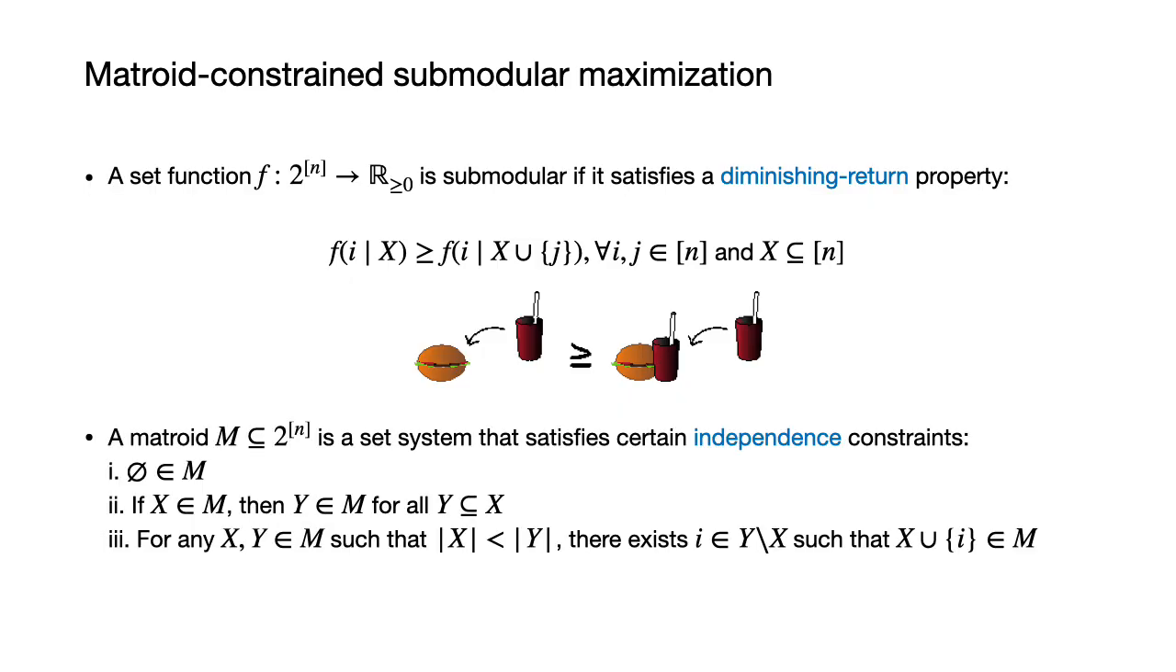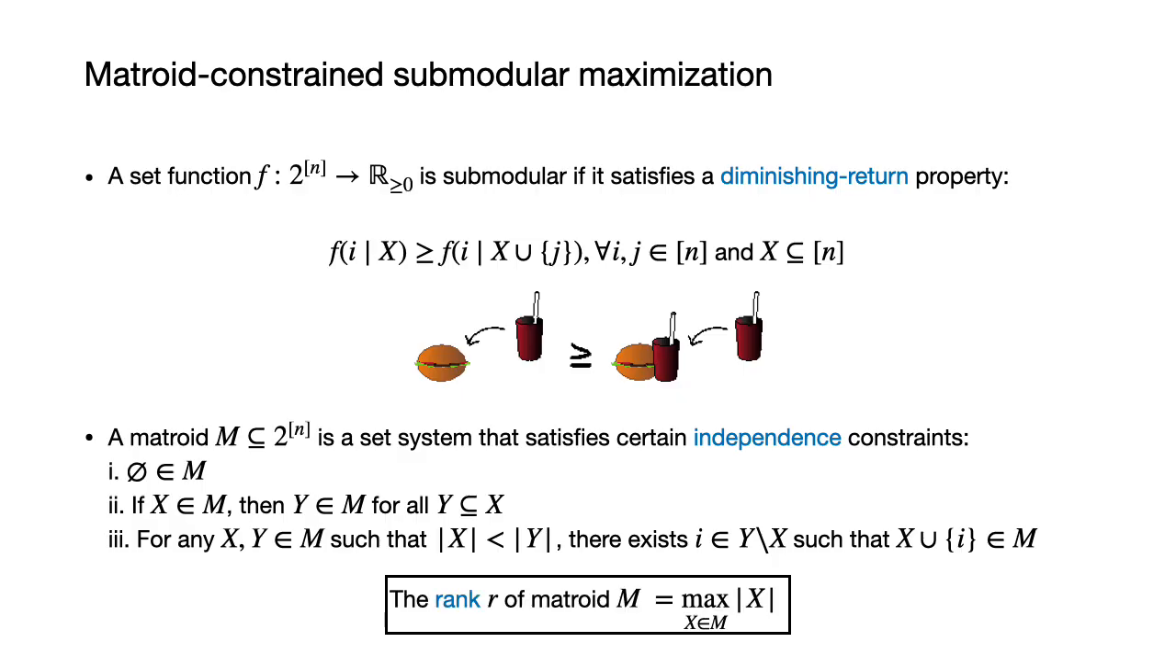And a Matroid is a set system that satisfies certain independence constraints. First, the empty set, and then for any set that is in the Matroid, any subset of that set should also be in the Matroid. And finally, it has to satisfy an augmenting property. Suppose we have two sets, x and y, they are in the Matroid, and y is slightly bigger, and then there must exist an element in y such that when we add that element to x, it results in a subset that is also in the Matroid.